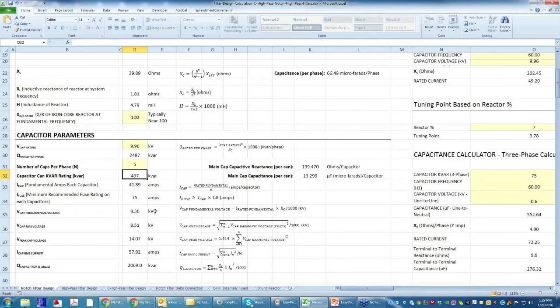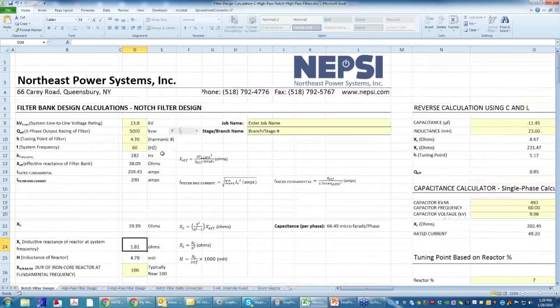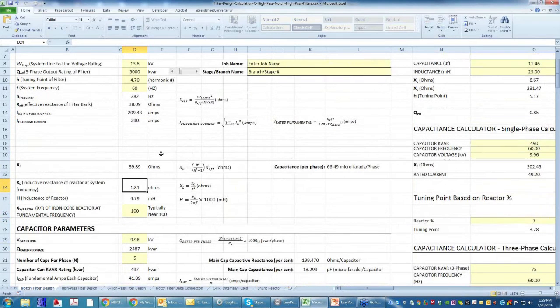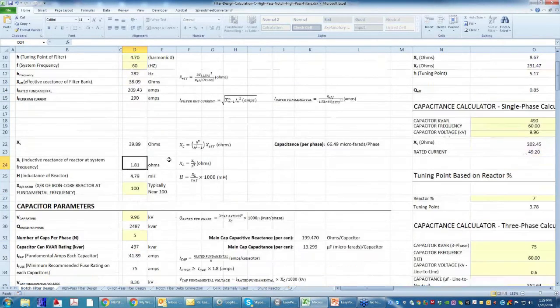You could then take these values here and go back to EasyPower and input the three-phase kVar and the XFL value for the reactor, and then model the system. And that's something that we would do. We would typically use this tool to come up with the three-phase kVar and also the ohms of the reactor, and input them into EasyPower to design our filters.